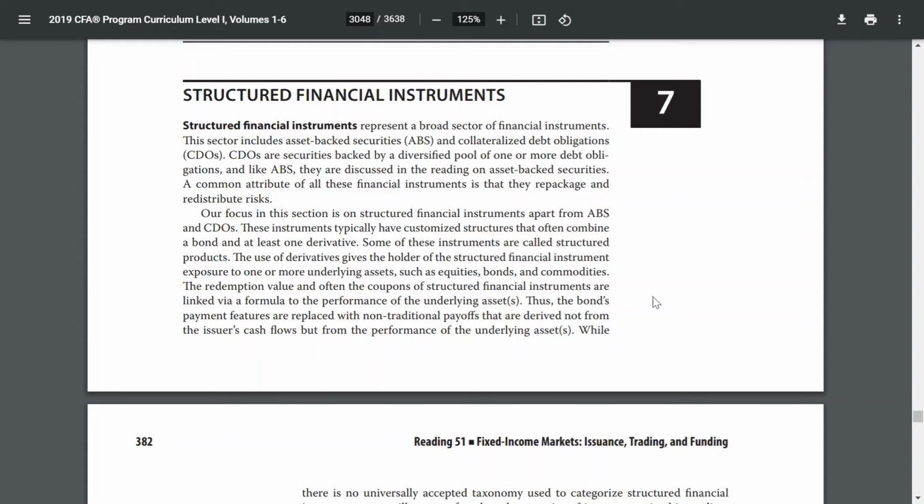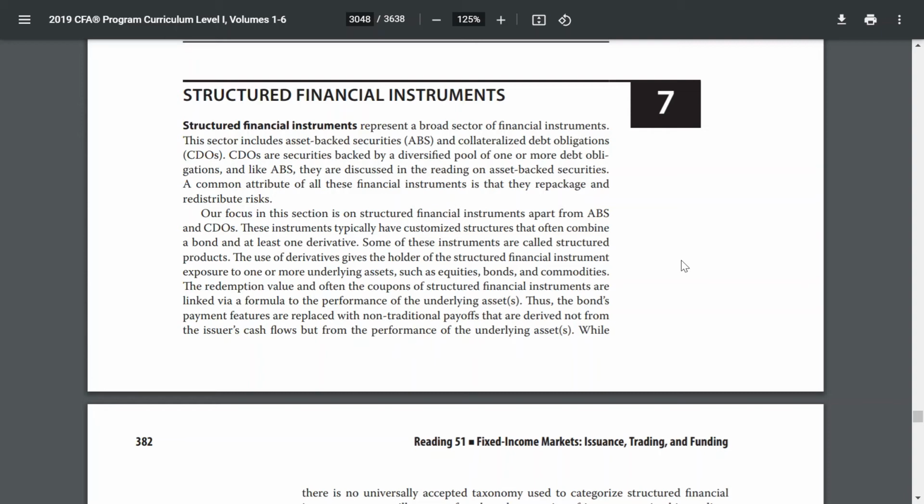These instruments typically have a customized structure that often combines a bond and at least one derivative. Some of these instruments are called structured products. The use of derivatives gives the holder of the structured financial instruments exposure to one or more underlying assets, such as equities, bonds, or commodities. The redemption value or the coupons of the structured financial instruments are linked through a formula to the performance of an underlying asset. Thus, the bond's payment features are replaced by non-traditional payoffs that are derived not from the issuer's cash flow, but from the performance of the underlying asset.